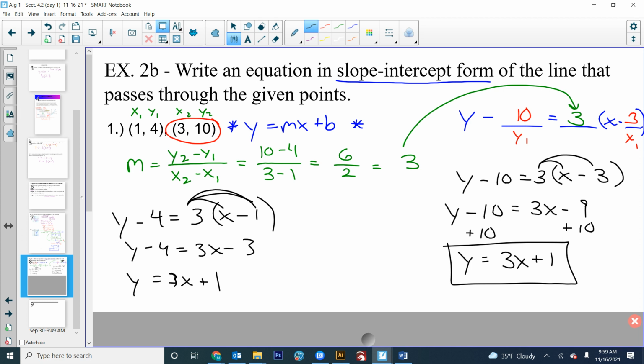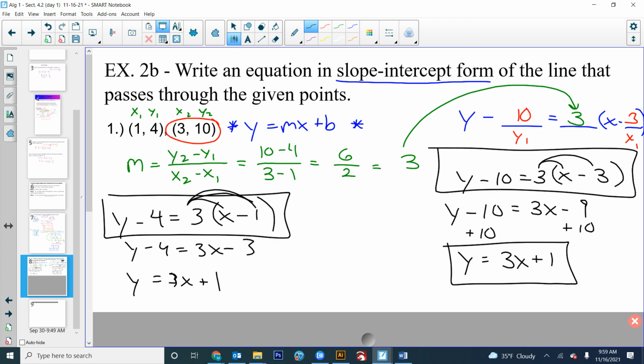Now, what if it said write it in point slope form? Bailey, we would have just left that y minus 10 equals 3 times x minus 3. Yeah, I would actually have to accept either one of those answers. 2 possible answers there, because in point slope you could have used either point. It had to have the slope of 3.